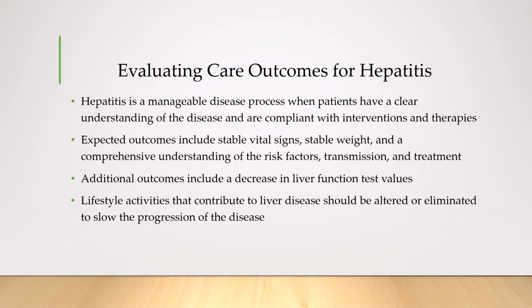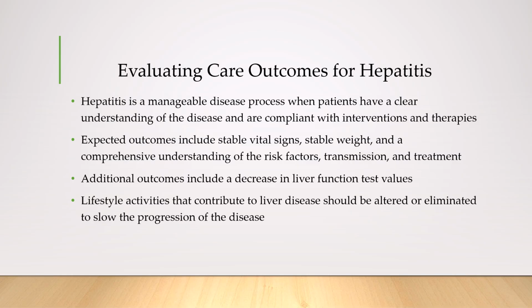And then how do I know? How do I know that I've done a good job taking care of this patient with hepatitis? Hepatitis will be manageable when patients have a clear understanding of the disease and are compliant with interventions and therapies. Expected outcomes will include stable vital signs, a stable weight, and a comprehensive understanding of the risk factors, transmission, and treatment. Additional outcomes will include a decrease in liver function test values.